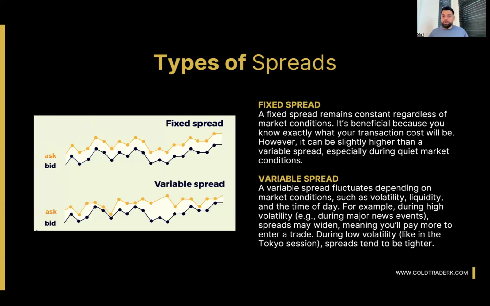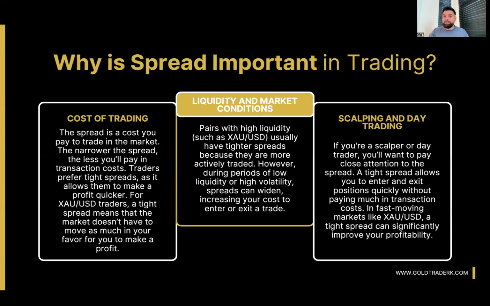Types of spread. The first one is fixed spread. A fixed spread remains constant regardless of market conditions. It's beneficial because you know exactly what your transaction cost will be. However, it can be slightly higher than the variable spread, especially during quiet market conditions. Variable spread. A variable spread fluctuates depending on the market condition, such as volatility, liquidity, and the time of the day. For example, during high volatility, for example during major news events, the spreads may widen, meaning you'll pay more to enter a trade. During low volatility, like the Tokyo session, spreads tend to be tighter.